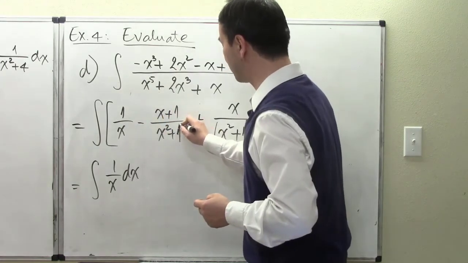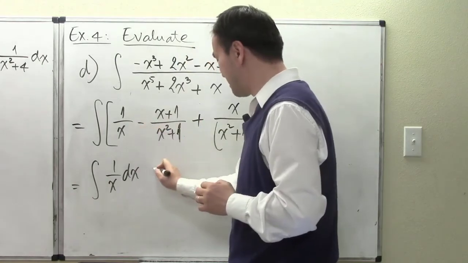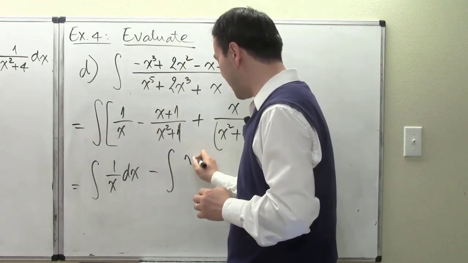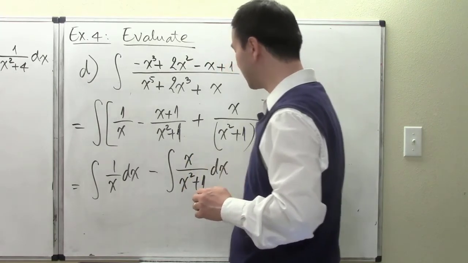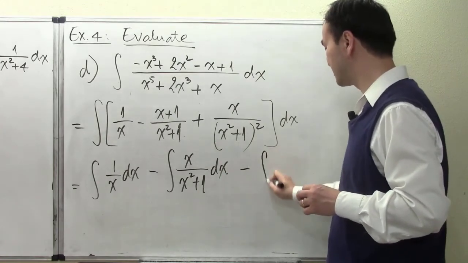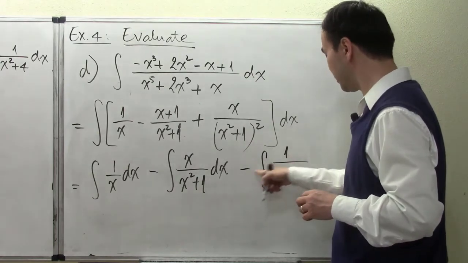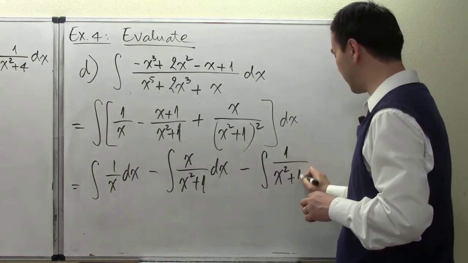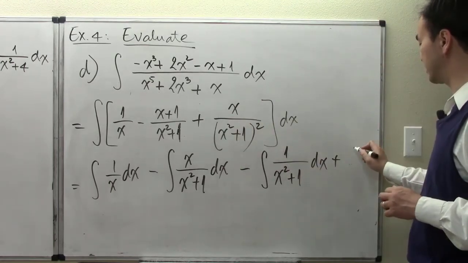So algebraically, it's going to happen as follows. There's a minus sign right here, so be careful with that. So it's minus the integral of x over x squared plus 1 dx. Okay, and then it's a subtract again, minus the integral of 1 over x squared plus 1 with the dx. And then the last one is a single term right here.